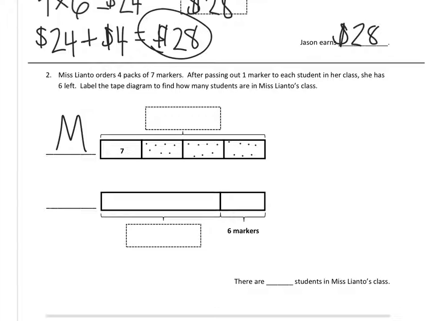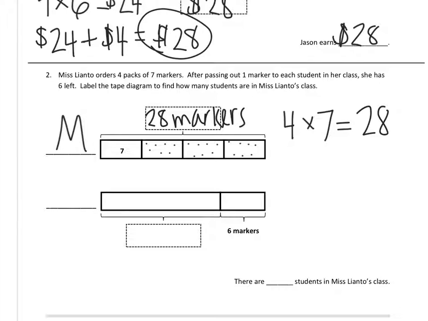Now we need to find out the total. How can I find the total? I can count, or I can do 4 groups times 7 in each group equals. I know that 7 plus 7 is 14. 14 plus 14 is 28. So there are 28 markers. Now, that's not answering my question.